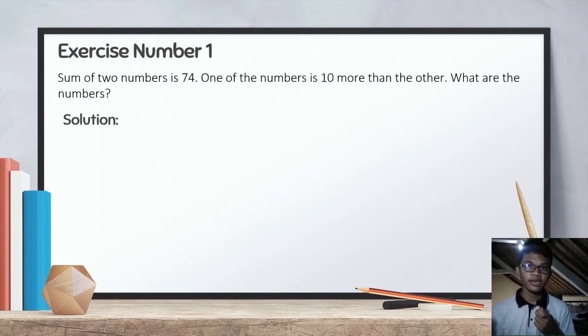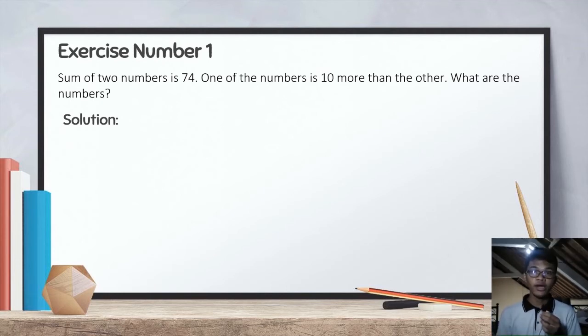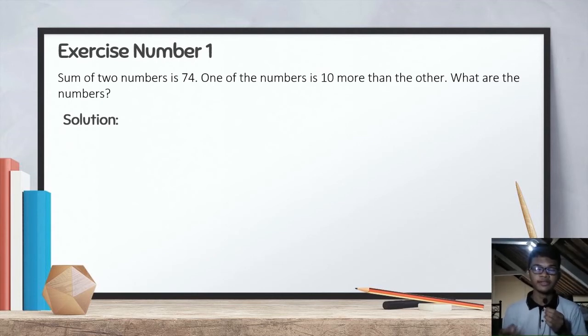Exercise number 1. The sum of two numbers is 74. One of the numbers is 10 more than the other. What are the numbers? If you want to find the solution by yourself, you can pause this video and then resume it again to see the correct solution. And now I will explain to you the solution of this problem.